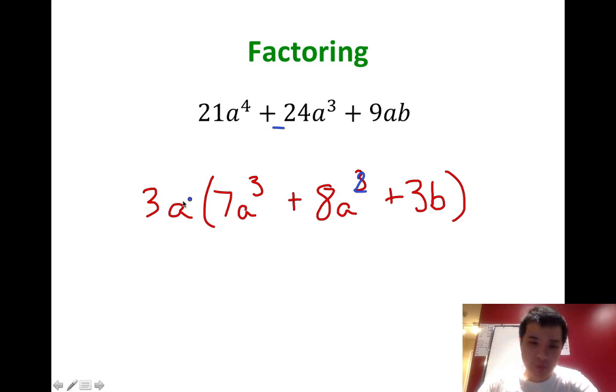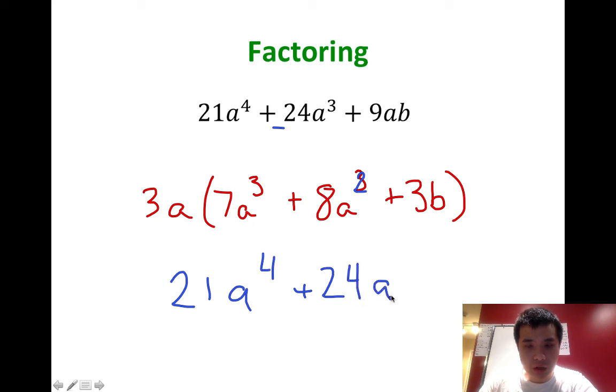Again, if we distribute this back in, we get 21a to the fourth plus 24a cubed plus 9ab.